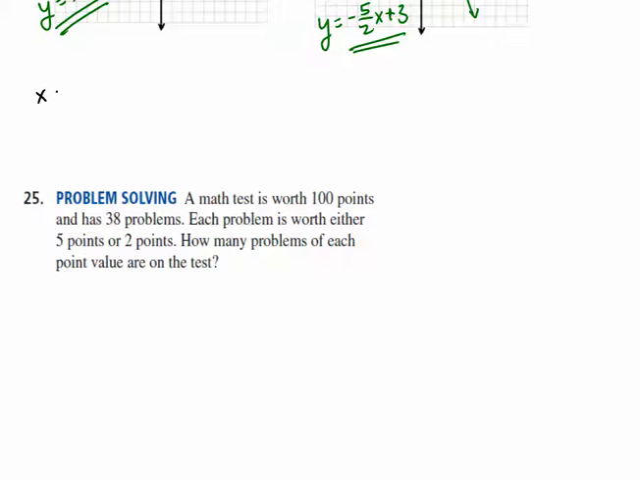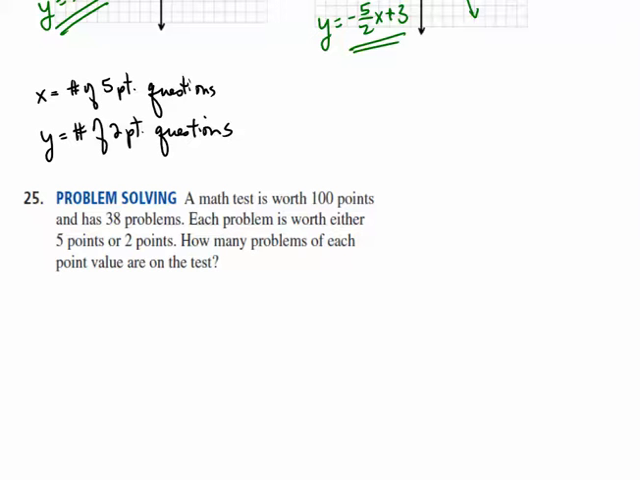We have an X, let that be equal to the number of 5-point questions. Then we have Y, which will be the number of 2-point questions. All right, well, what do we know? We know that there are 38 problems.